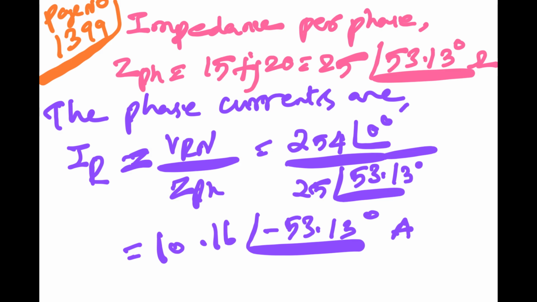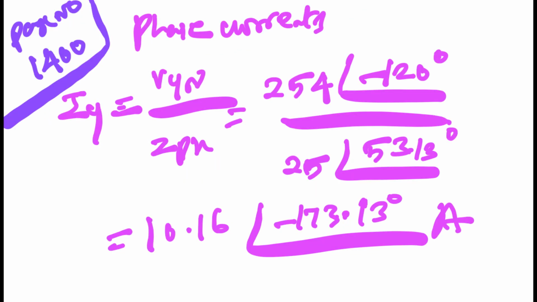Impedance per phase ZPH is 15 plus j20. In polar format this is 25 angle 53.13 degree ohm. The phase currents are IR equals VRN divided by ZPH. That is 254 angle 0 divided by 25 angle 53.13. IR is obtained as 10.16 angle minus 53.13 degree ampere.